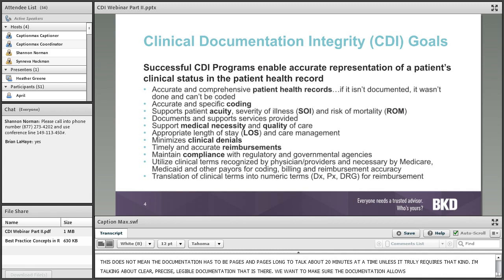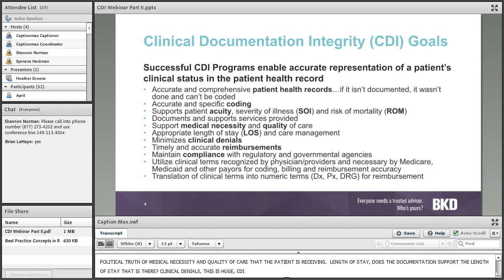We want to make sure the documentation allows for accurate and specific coding, that it addresses the acuity, the severity of illness, and the risk of mortality of the patient, the clinical truth of what's going on. And in that clinical truth, the medical necessity and the quality of care that the patient is receiving. Length of stay: does the documentation support the length of stay that is there?